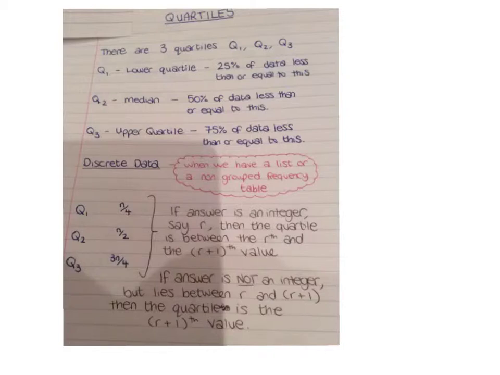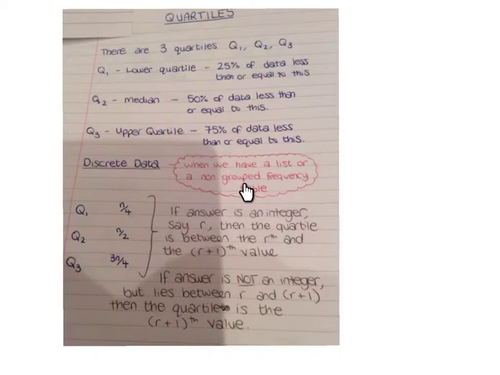So, first of all, if we have discrete data, anything that's discrete is where the values are able to take specific values within a range. So we use this when we have a list of numbers, a set list of numbers that we're trying to find a quartile of, or the median or the upper quartile of, or if the frequency table isn't grouped, so you just have a discrete or a set number in each rather than, say, 3 to 5, 6 to 8, if it's non-grouped.